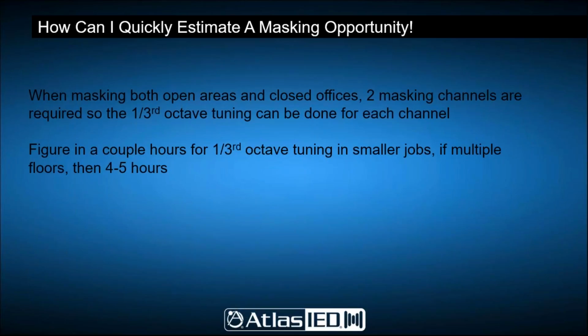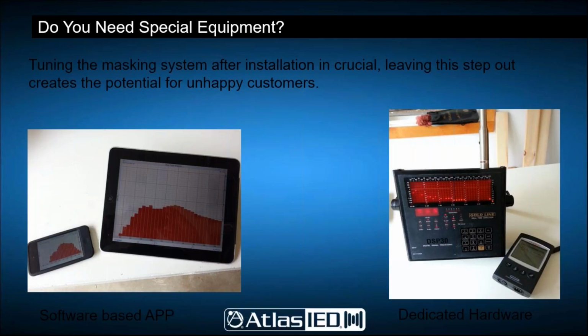When masking both open and closed office, where open areas would be anything that's common or cubicle areas, and closed office would be anything that's 15 by 15 or smaller, it does require 2 types of masking channels, which is going to be for the 1/3 octave tuning. It can be done for each individual channel. They will require a separate EQ curve. You want to figure in a couple hours for the octave tuning in smaller jobs. If you're dealing with multiple floors, about 4 or 5 hours for the entire job.